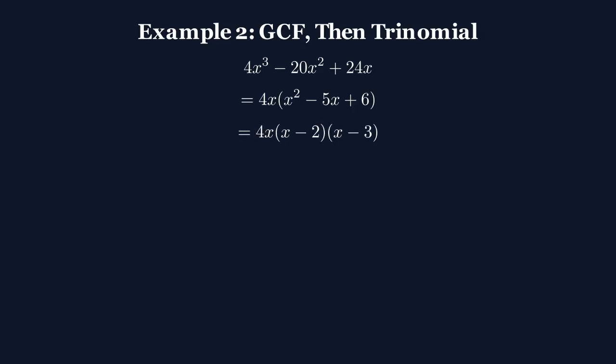Example 2. Factor 4x cubed minus 20x squared plus 24x. First factor out the greatest common factor, 4x. We get 4x times (x squared minus 5x plus 6). Then factor the trinomial. Two numbers that multiply to 6 and add to -5 are -2 and -3. The final answer is 4x times (x minus 2) times (x minus 3).